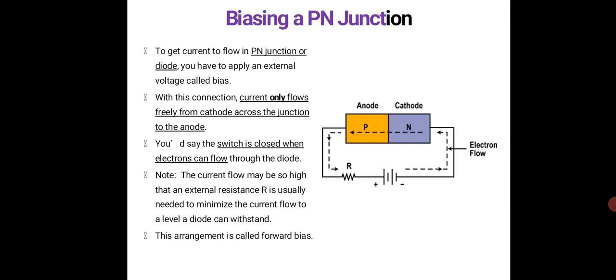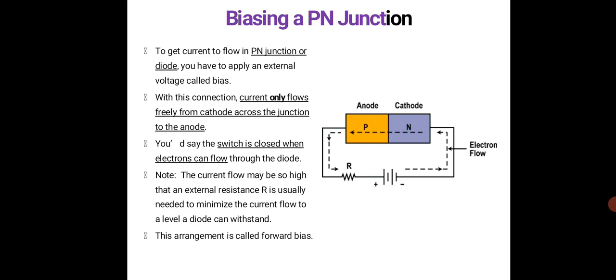So how to bias the PN junction? To get current flow in a PN junction or the diode, we need to apply an external voltage, which we call bias. With this connection, current flows freely from cathode across the junction to the anode. You would say the switch is closed when electrons can flow through the diode. The important thing to note is that the current flow may be so high that an external resistance R is usually needed to minimize the current flow to a level a diode can withstand.